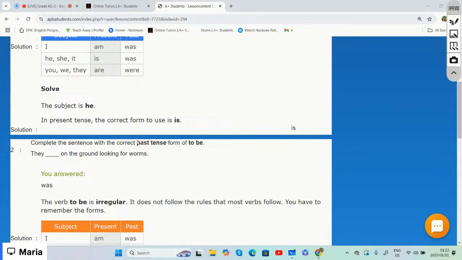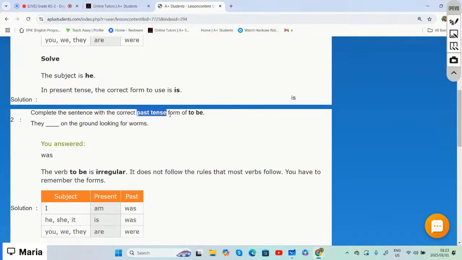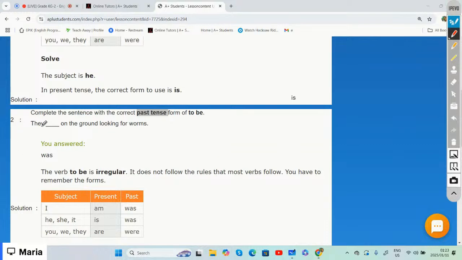We need to choose the correct past tense form of to be, the past tense form that happened already. It says they. Do we say they was on the ground looking for worms, or do we say they were on the ground looking for worms? They refers to more than one person.